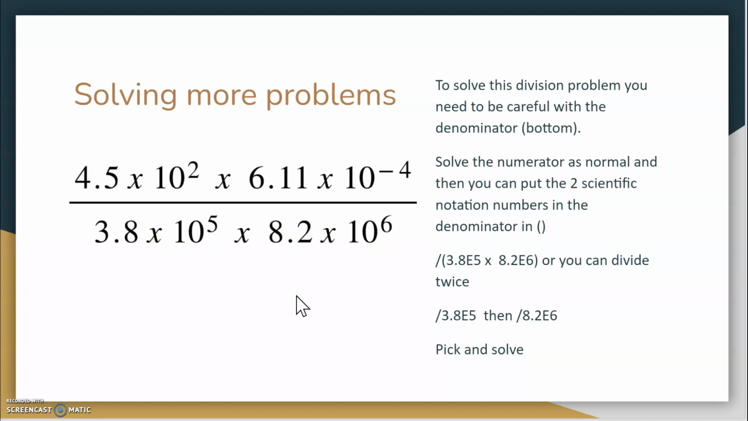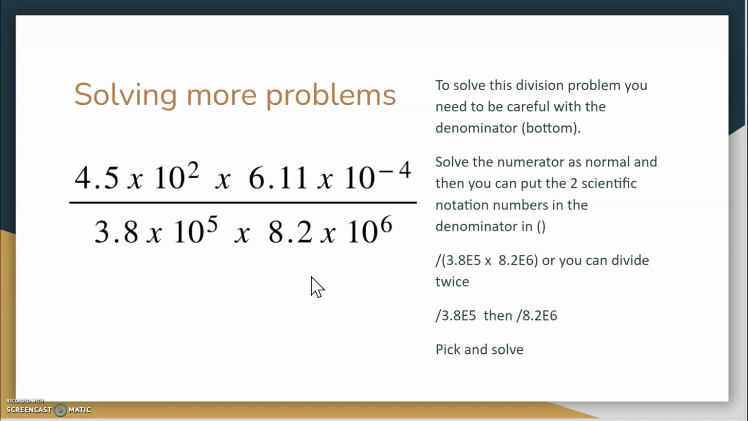And if we're going to divide by that, we're going to have to either put this in parentheses. So put 3.8 times 10 to the 5th times 8.2 times 10 to the 6th in parentheses like this when you divide it, or I prefer to do it this way. You get to choose. I'm going to divide it twice. So I'm going to put in these first two numbers and multiply them. Then I'm going to divide it by 3.8 times 10 to the 5th. And then I'm going to divide it again by 8.2 times 10 to the 6th.